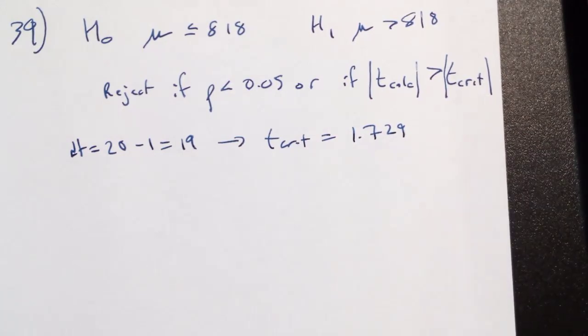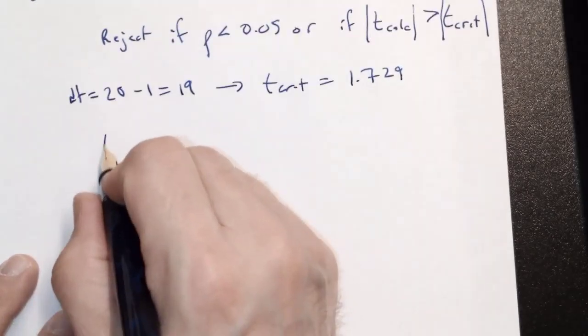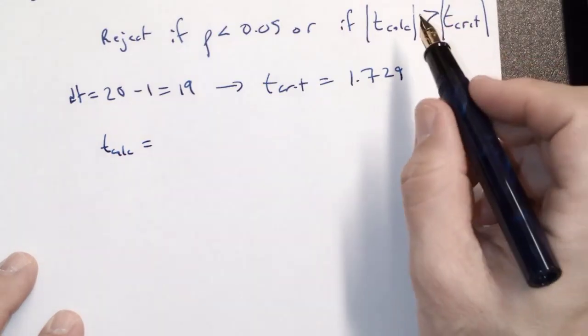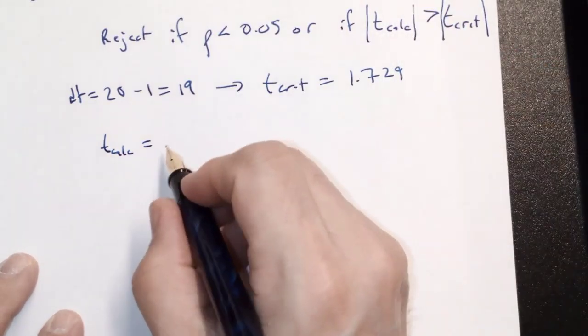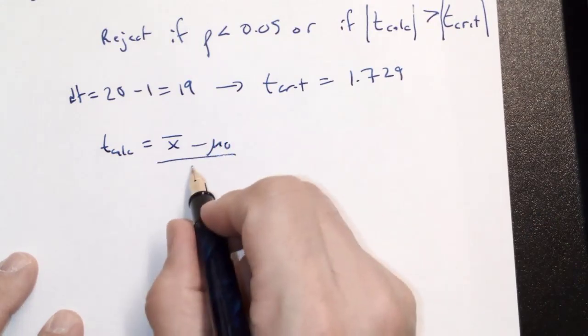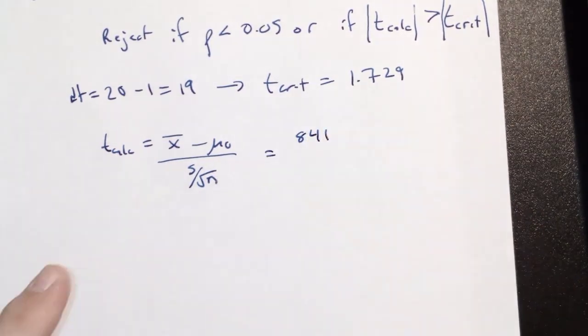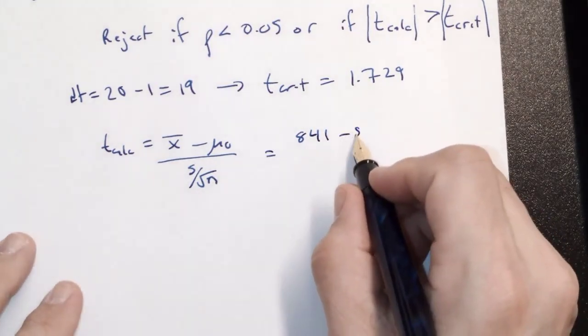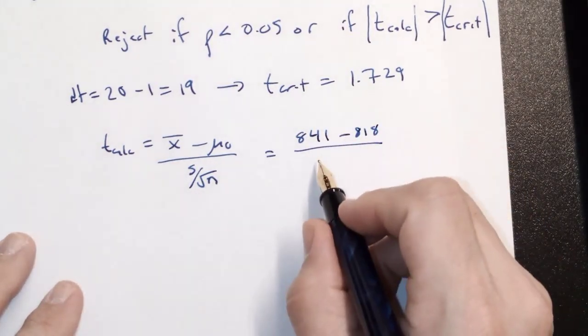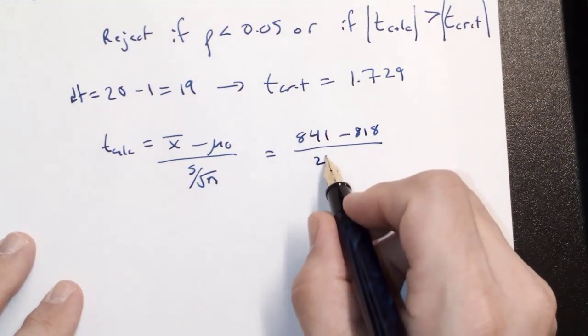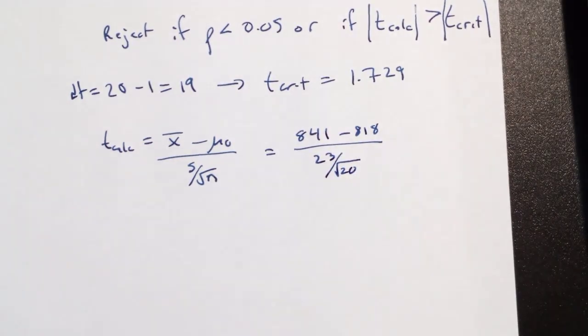Now I can do the calculated one. The mean I got minus the mean I expected over the standard deviation divided by the square root of the size. Again, I go back to the problem and look up the numbers it gave me. I got an actual sample mean of 841, but my expected was 818. My standard deviation was 23, and I had 20 people. Calculate for me.